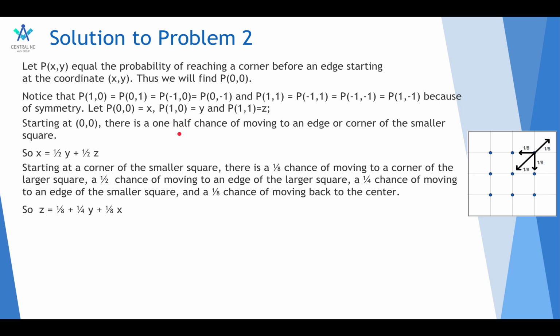And then from there, we'll set up a system of equations. So if you start at the origin, there's a half chance of going to an interior point and a half chance of going to a corner. So x equals 1/2 y plus 1/2 z.